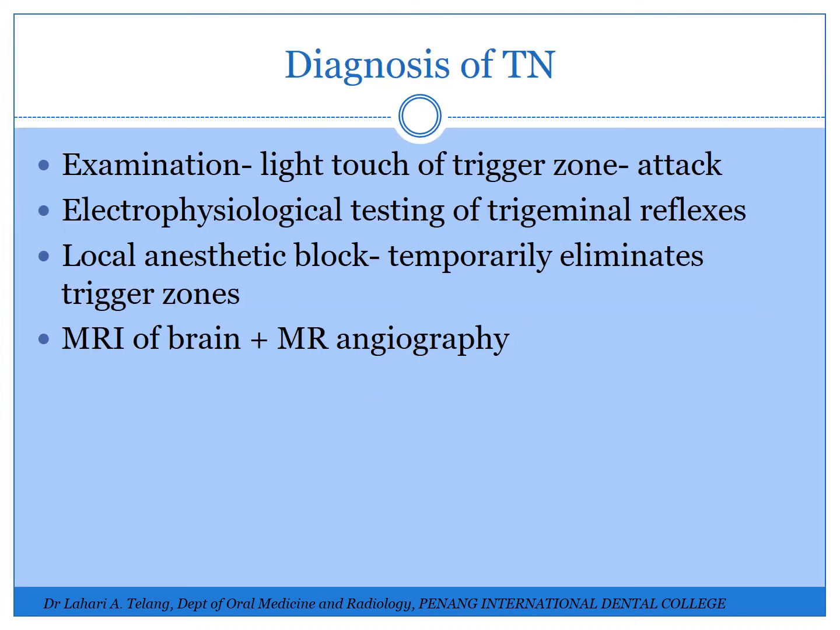When we're talking about diagnosis of trigeminal neuralgia, it's important to note that on examination, light touch of the trigger zone itself will trigger a severe attack of episodic pain. Electrophysiological testing of trigeminal reflexes can be done, and when a local anesthetic block is given, it temporarily eliminates the trigger zone. This is again a very classical example of diagnosing trigeminal neuralgia. Also, MRI of the brain and MR angiography are recommended to understand better the nerve and any pathology associated with the nerve or any tumor that is compressing the nerve.